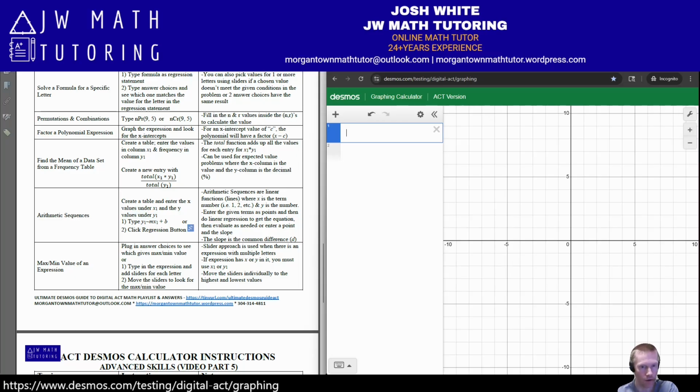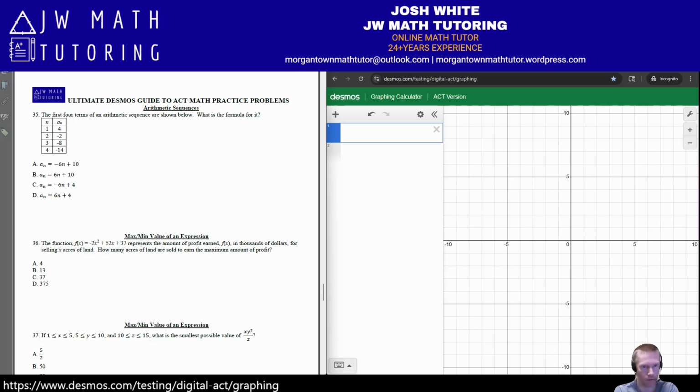One thing to be aware of: if there are x's or y's in it, you must use x1 or y1. If you're using lowercase letters, you could, of course, use capital X or capital Y. All right, let's look at some problems now.